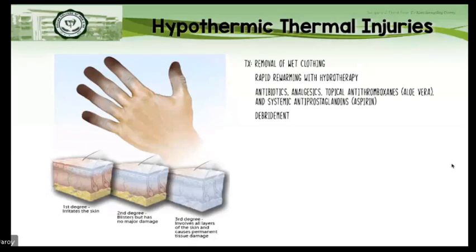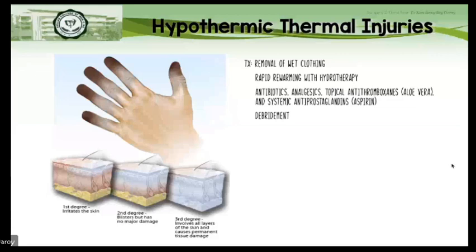Treatment will include removal of wet clothing, rapid rewarming with hydrotherapy, antibiotics, analgesics, antithromboxanes, and antiprostaglandins. The modern type of hypothermic thermal injury is the trench foot.